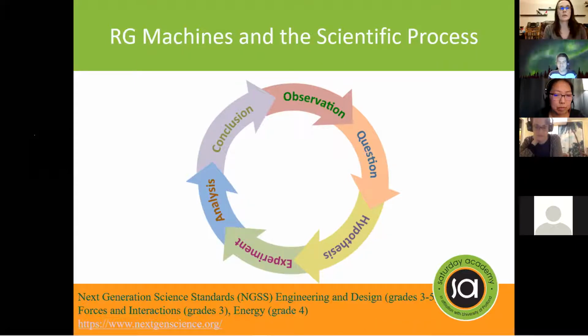So the big standards that this meets for the elementary level are engineering and design for grades 3 through 5, forces and interaction for grade 3, and energy for grade 4. And if you're interested in finding out more about the Next Generation Science Standards, I included the website down below. You guys will get these slides at the end of the night in a PDF in an email that I will send you. So if you're interested in looking up what schools are using as standards for science these days, that would be a good place to get started.